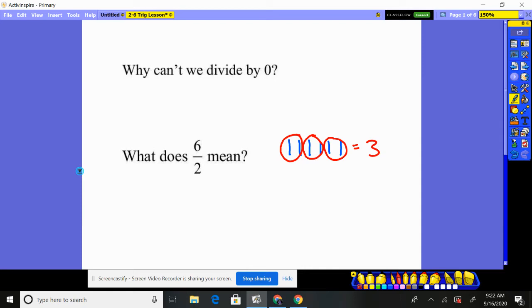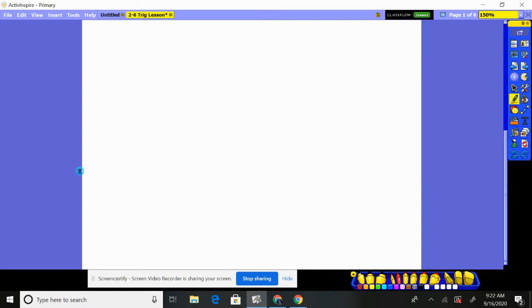So let's say that we have 1, 2, 3, 4. Let's put it in groups of nothing. Wait, can you really put something in groups of nothing? Does it make sense? No. Now you could have 4, like we have above, put them in groups of a half.